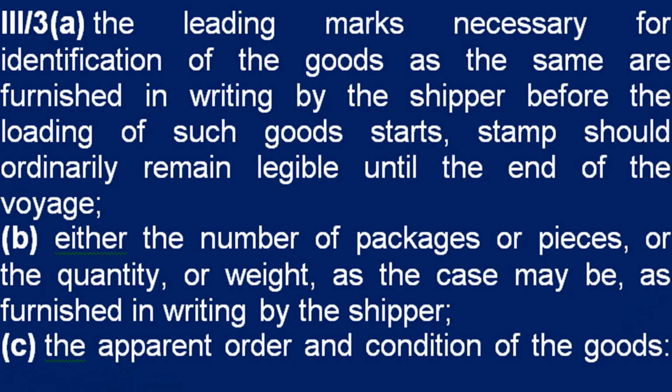Let us see what is stated in the Hague-Visby Rules. Article 3, paragraph 3(a), says that the description of the cargo would be the leading marks necessary for identification of the goods as the same are furnished in writing by the shipper before the loading of such goods starts. The marks should ordinarily remain legible until the end of the voyage. Article 3, paragraph 3(b), says either the number of packages or pieces, or the quantity or weight, as the case may be, as furnished in writing by the shipper. And (c) says the apparent order and condition of the goods.